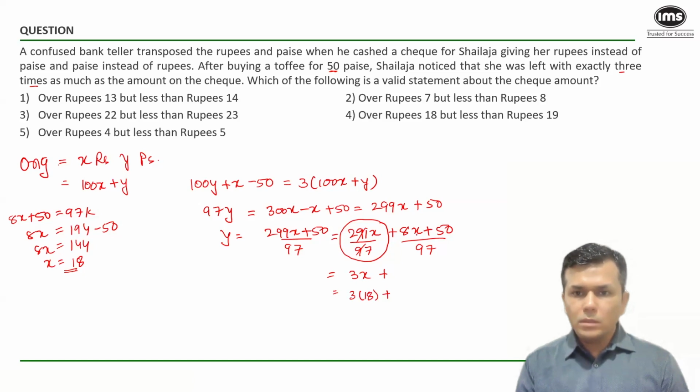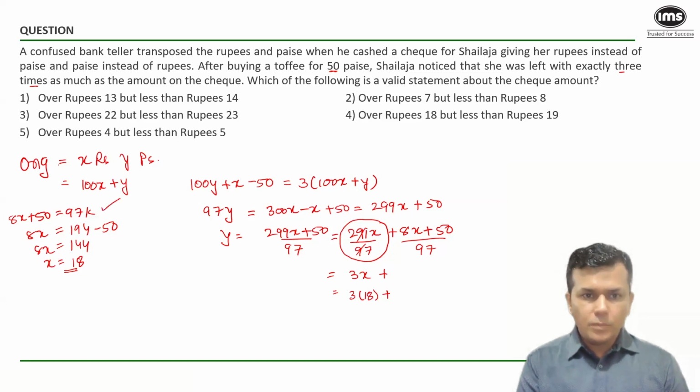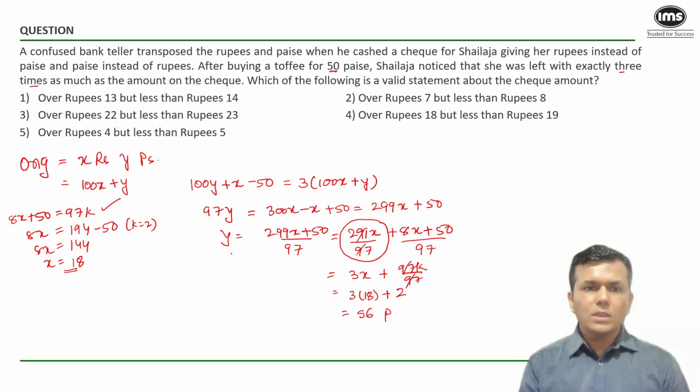And this value, look at this. This is 8x plus 50. We have taken it to be 97k as per this equation, right? So let's write 97k divided by 97, which gives us k over here. And we took k equal to 2, right? So that means this is 2. And therefore, this is going to be 56 paise, right? So this can be the amount which can be written on the check, which is 18 rupees and 56 paise. And based on that, we can choose our option 4.